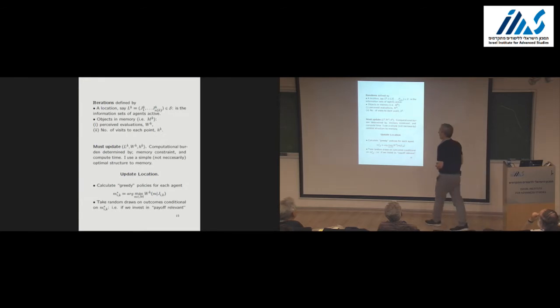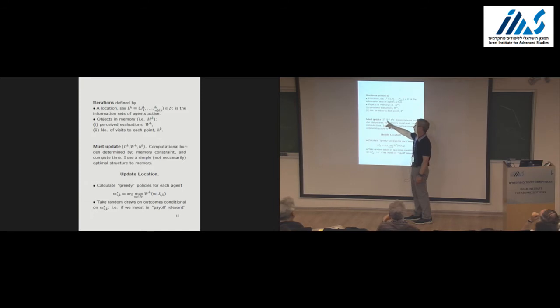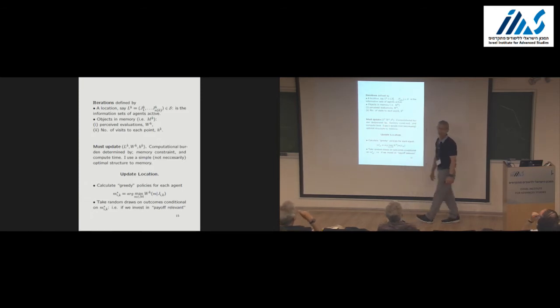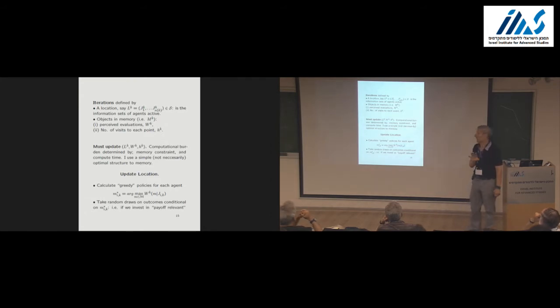Okay? So what I have to do is I have to update the location, okay, the perceptions, and then the number of times I hit that point. Okay? So I'm going to do each of those, okay, except for the number of times I hit the point. So this is what's called, in the OR literature, a greedy algorithm. I'll show you what that means in a second.